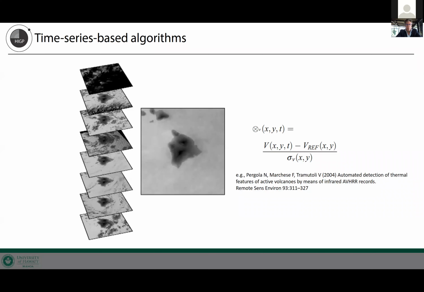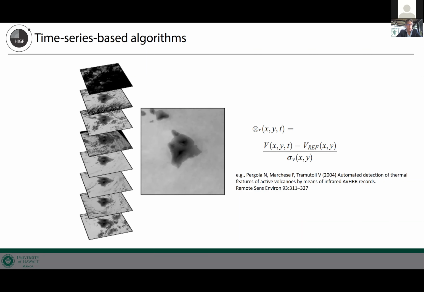John Dean also published a time series based algorithm. That was in Geology in 2000. It was John Dean, Ken Dean, and Kevin Engel. So that's another time series based approach. We're developing a new time series based approach, which we're going to implement on VIIRS.